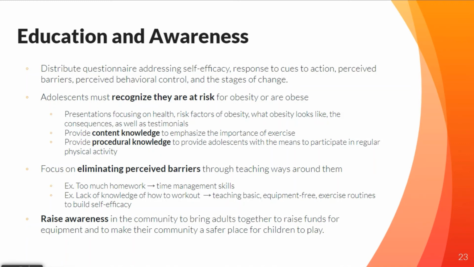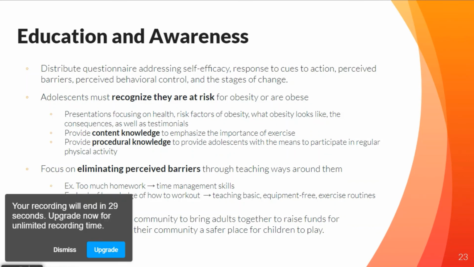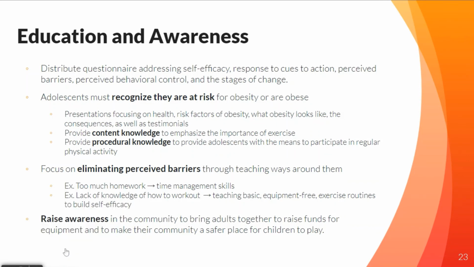In addition to recognizing that they're at risk for obesity, we would focus on eliminating perceived barriers. For example, one of the barriers mentioned earlier was that there's too much homework, so we would teach time management skills. And another one would be lack of knowledge of how to work out. So this would be remedied by teaching basic equipment-free exercise routines to combat limited resources and build self-efficacy. And along with that, ideally, we'd like to raise awareness in the community, to bring adults together to raise funds for equipment and to make their community a safer place for children to play.